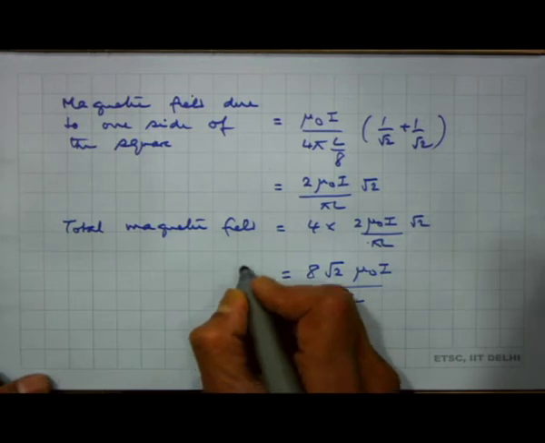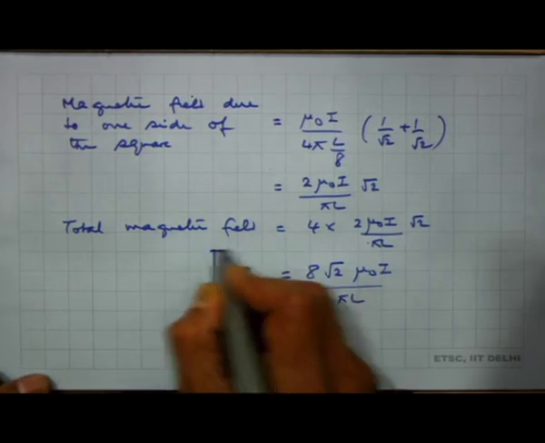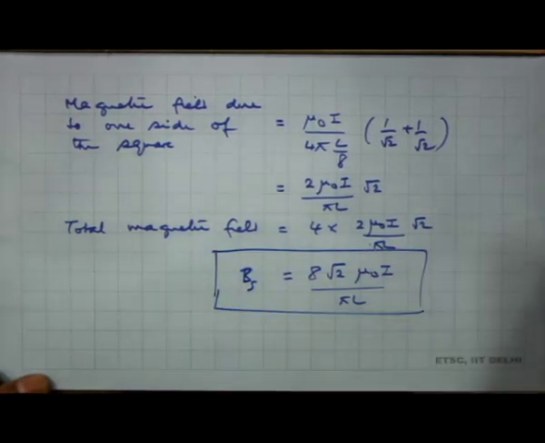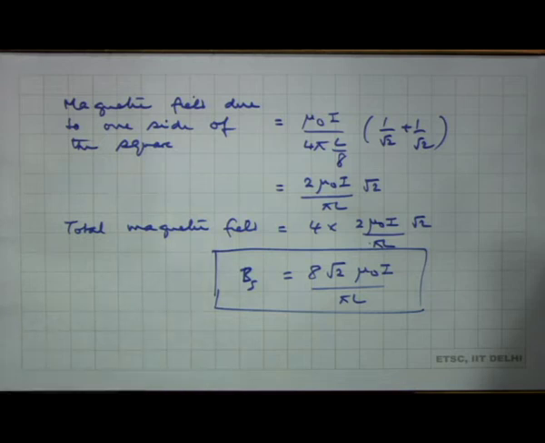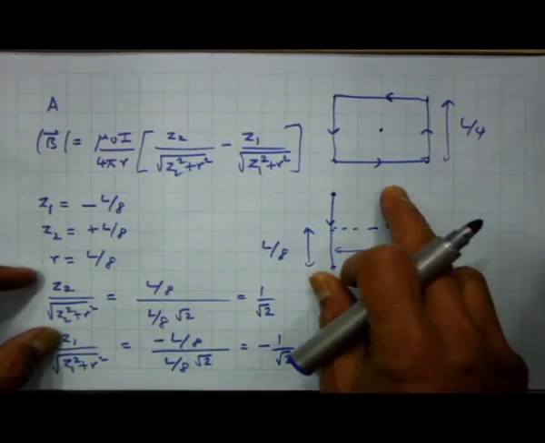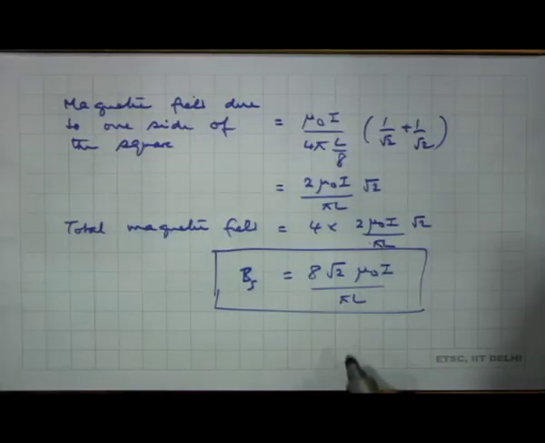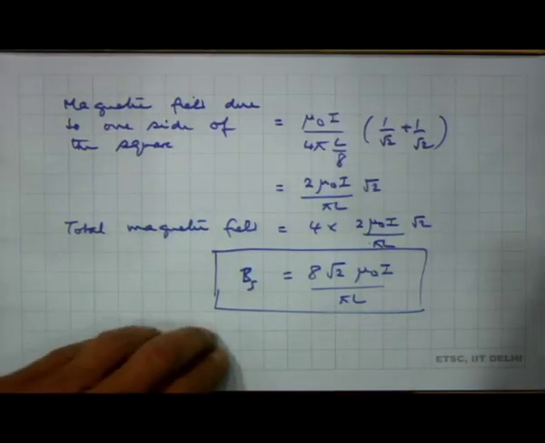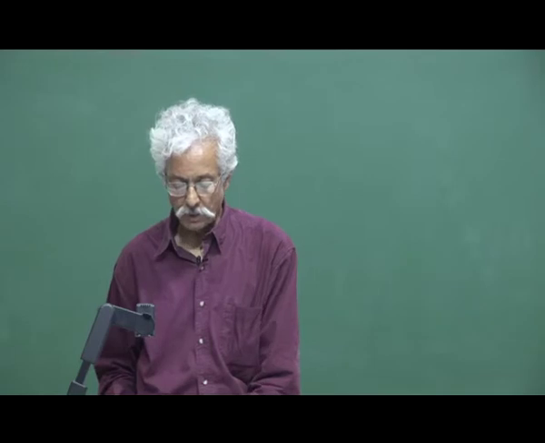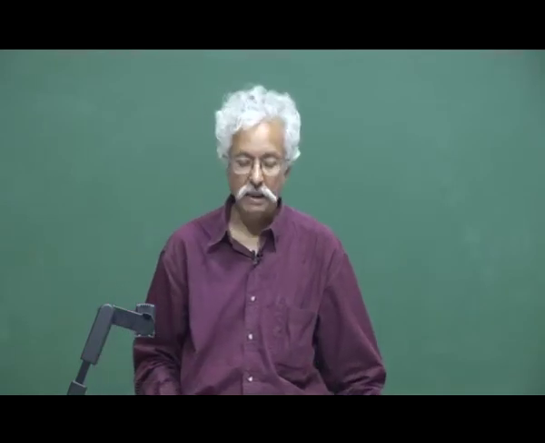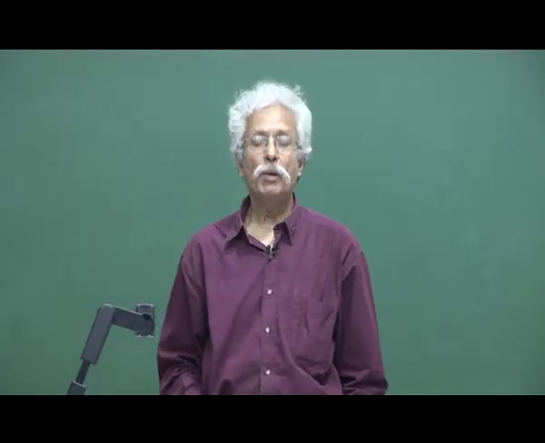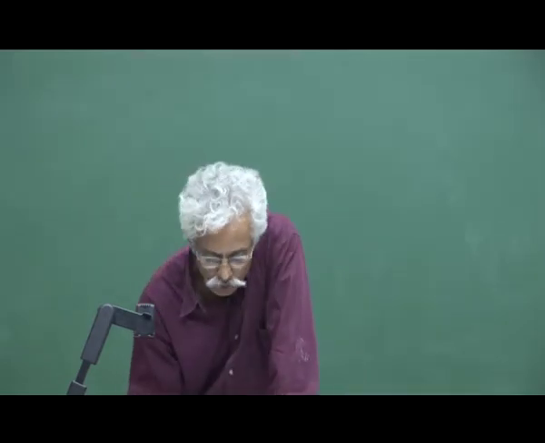So, let me call this B square. That is the magnetic field produced by the square. L is the total length of the wire which is producing this magnetic field. So, the current carrying square produces a magnetic field at the center given by this, which I have calculated by summing up the magnetic field produced by each of the current elements. Now, I want to find out what is the magnetic field produced by the circle.